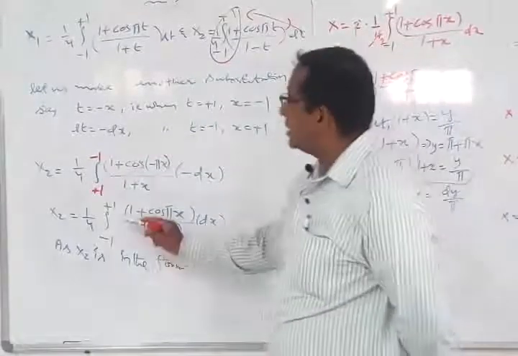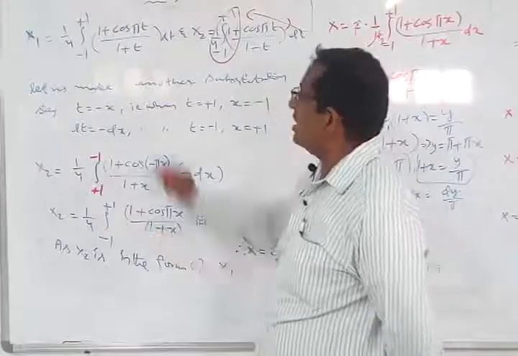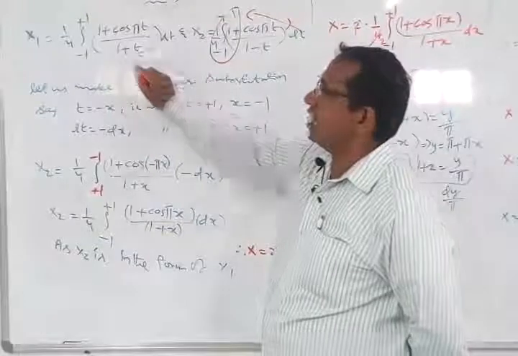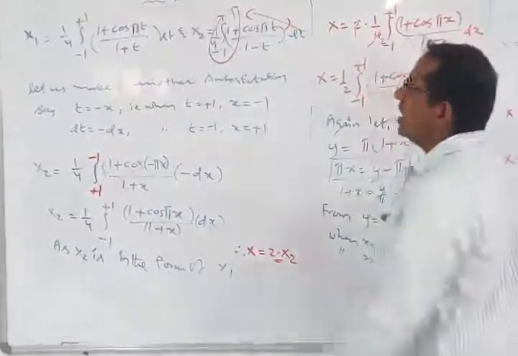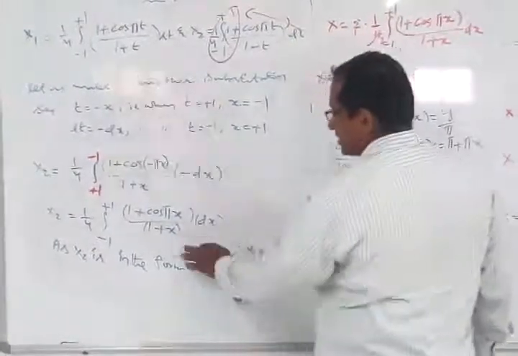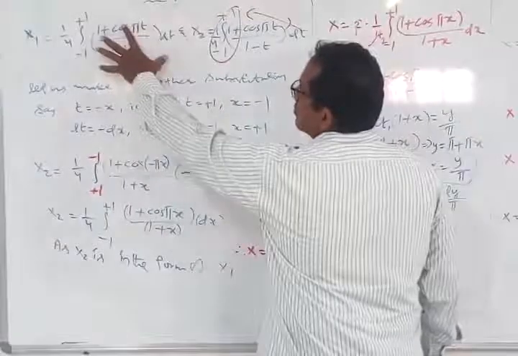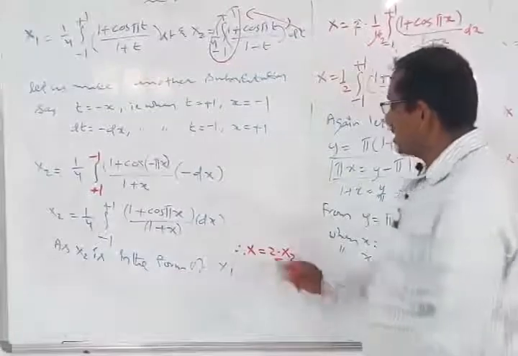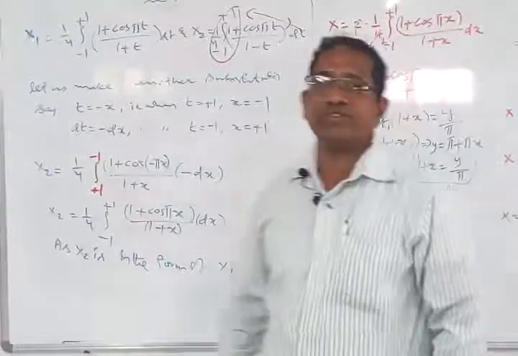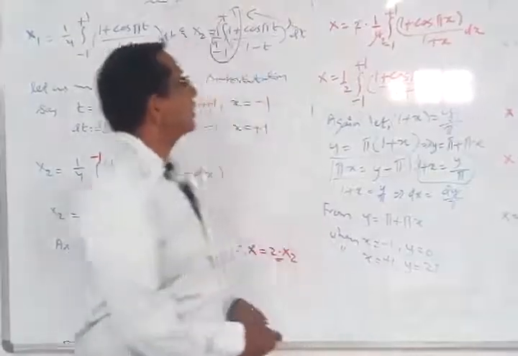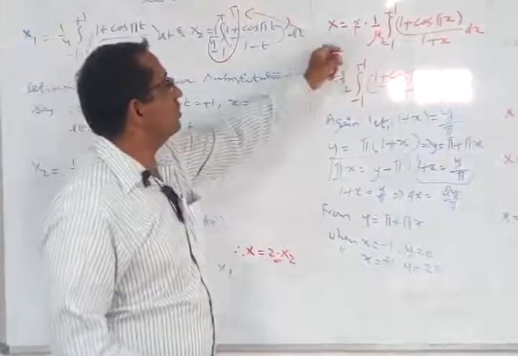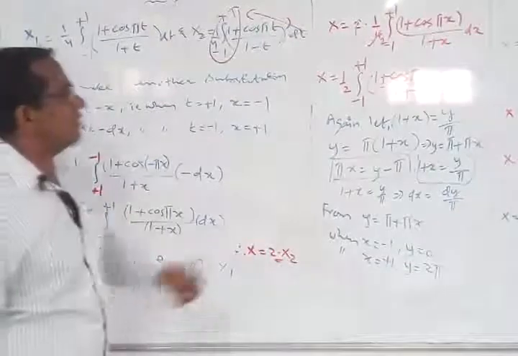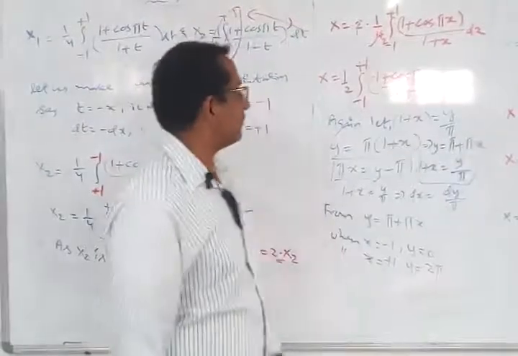Therefore I can write it like this. Now if you see, this equation is the same as the x2. The form of this equation is the same as the form of x1. See here, t is a variable here, and x is a variable here. So these two equations look the same. Therefore I can write x is equal to 2 into x2. So we will substitute that 2 into x2 in this equation now.